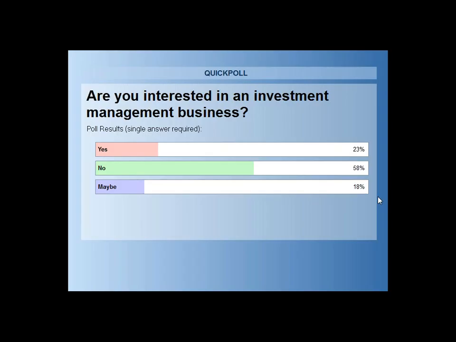23% yes are interested in investment management businesses. 58% no, 18% maybe. That's what I would expect. That's pretty good. Almost 1/4 are interested, almost 1/5 maybe. And almost 60% no. So that's pretty good numbers.